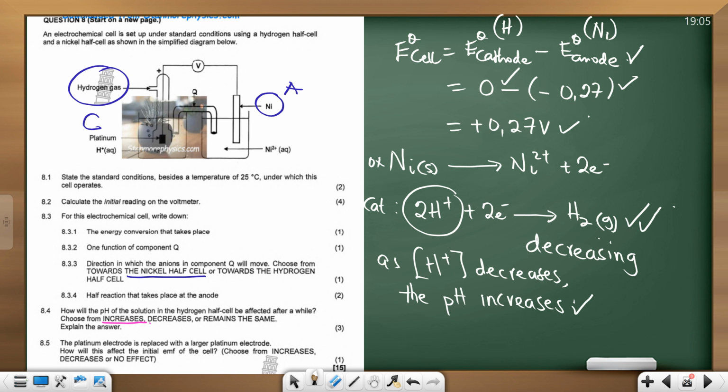The platinum electrode is replaced by a larger platinum electrode. All right. How will this affect the initial EMF? What? Standard mass. Okay. The temperature. Why? It's a reversible what? Acid and base, acid and base. There's information that is missing.